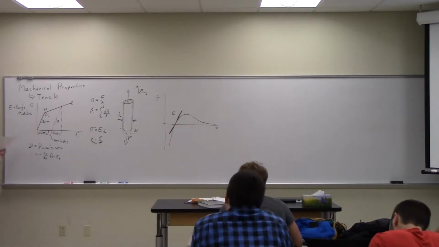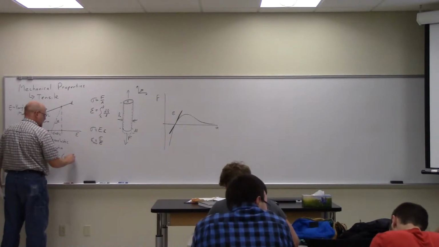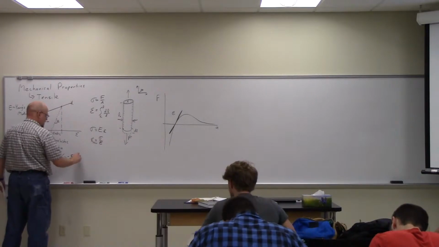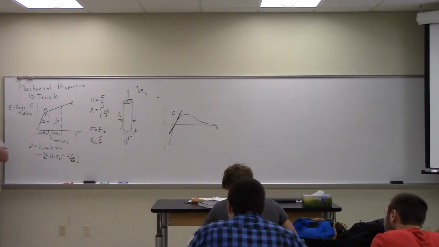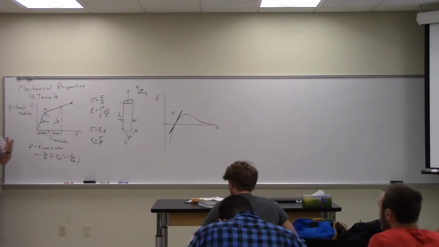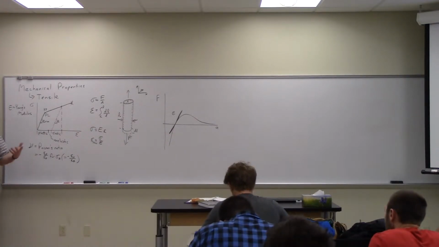And in this case, it would be equal to minus epsilon Y over epsilon Z. If I'm pulling in the Z direction, the strain in the lateral direction, it doesn't know the difference between this direction and that direction, assuming it's a homogeneous isotropic material. Okay, like silicon.